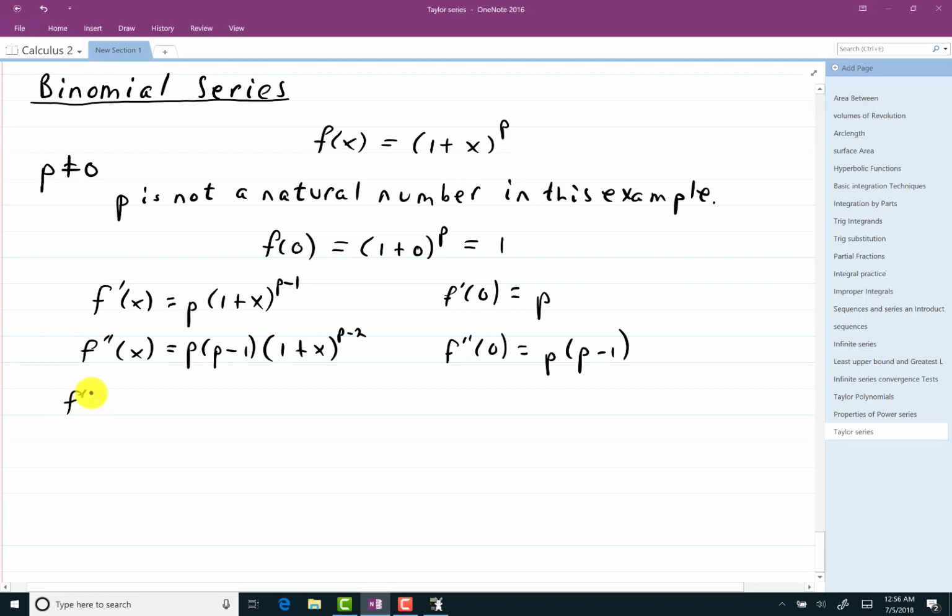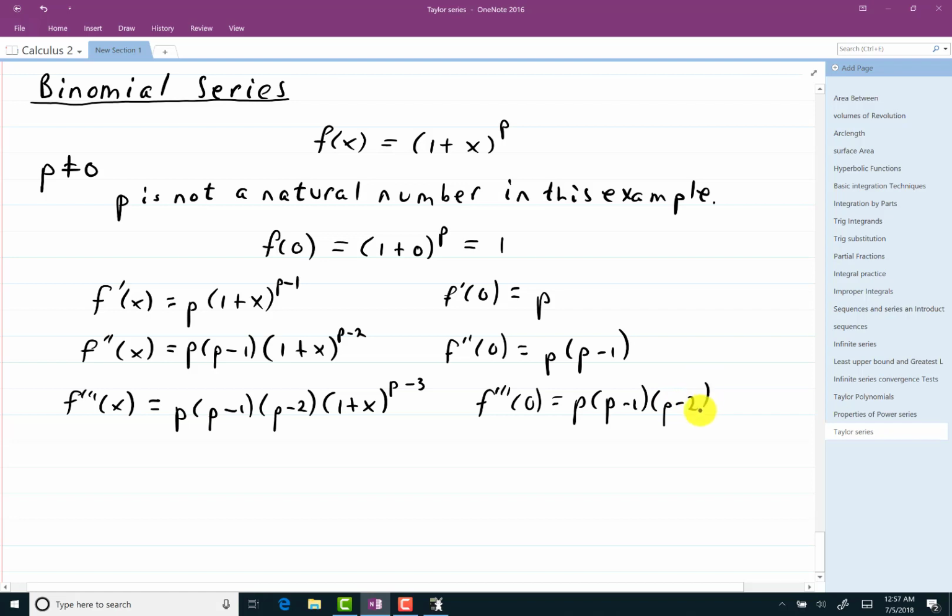F triple prime of x equals p times p minus 1 times p minus 2, 1 plus x to the p minus 3. Then f triple prime of 0 equals p times p minus 1 times p minus 2. Of course, if p were a whole number, eventually we're dealing with something referred to as the factorial, p factorial, if I got all the way down to 1. But if p is not a natural number, and p is not 0 because that doesn't do anything, that means that eventually these are going to delve into negative exponents.